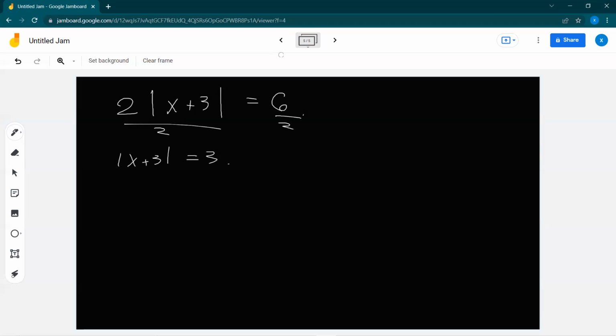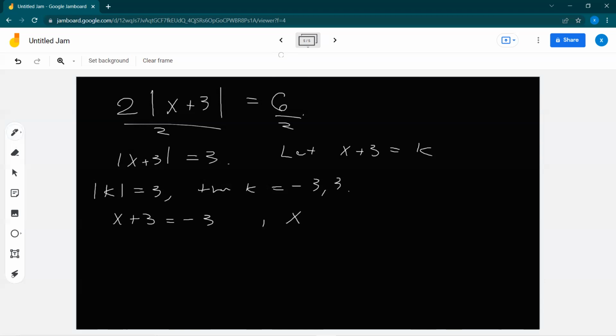And so again, in a similar fashion to the last part, we can say, you don't have to do this, let x plus 3 equal k, and the absolute value of k is equal to 3. And so then k could be -3 or 3. And so therefore, since k is equal to x plus 3, then we know that x plus 3 is either -3 or x plus 3 equals 3. So then solving these, x equals -6, or x equals simply 0, right?